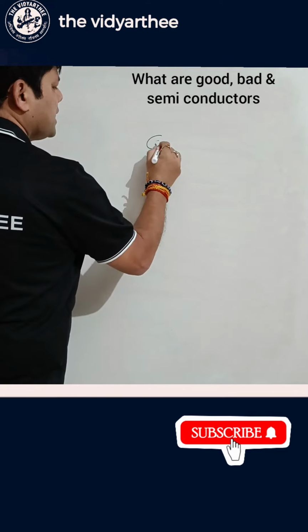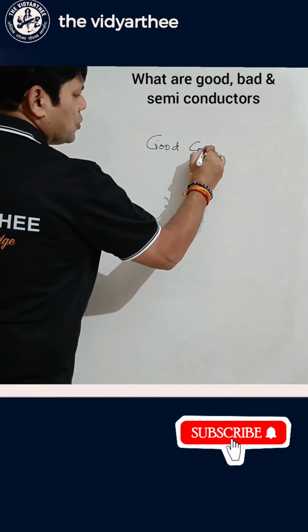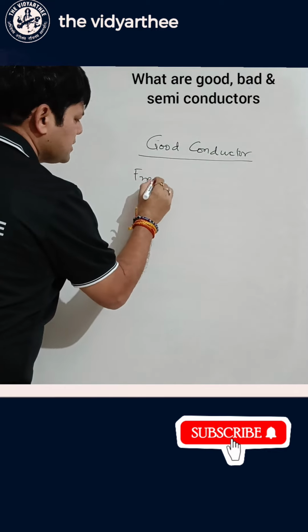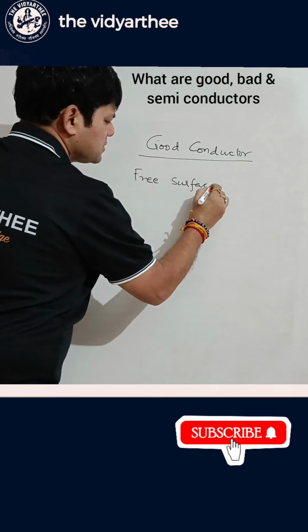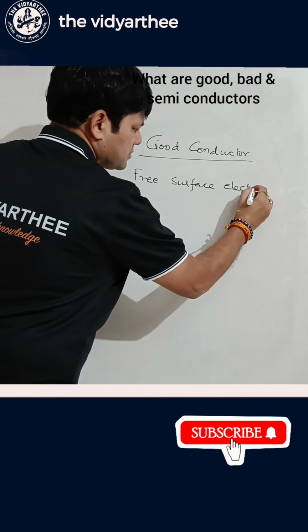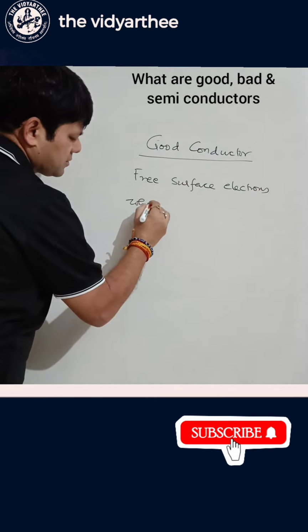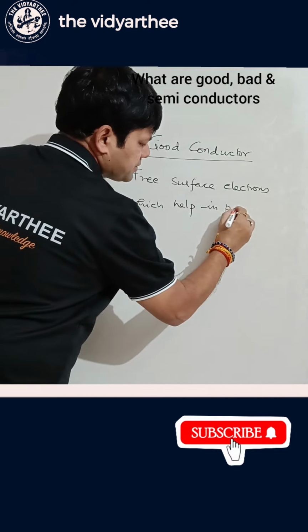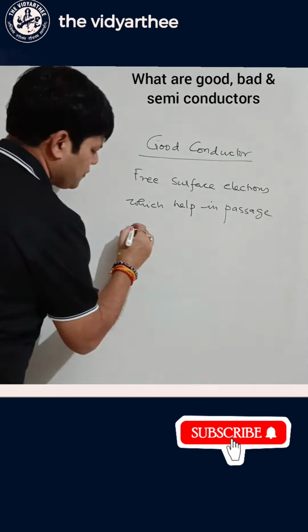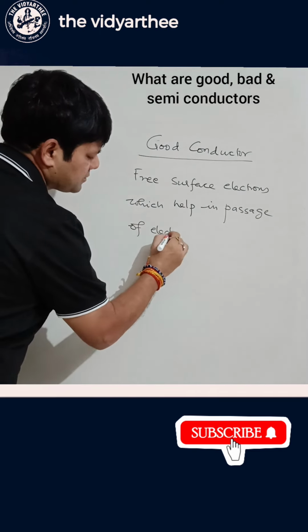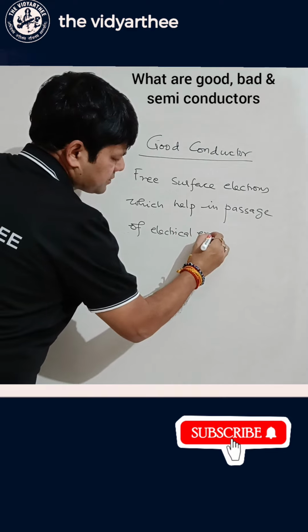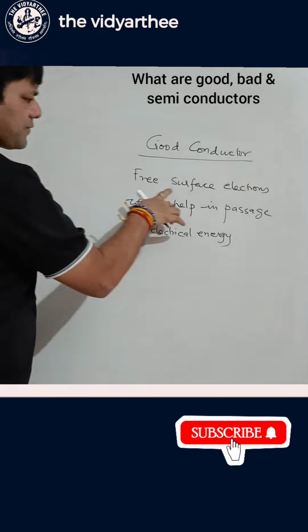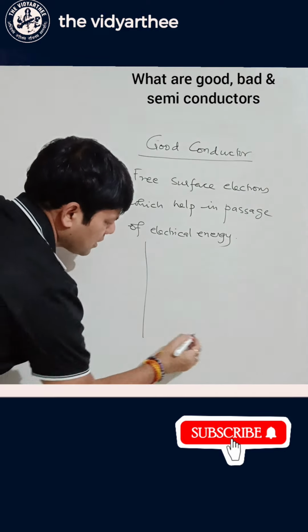Okay, now coming to the basics of a good conductor, we know that there are free surface electrons which help in passage of electrical energy, right? This is why it is called good conductor, because it has free surface electrons. Now how do we show this on a graph?